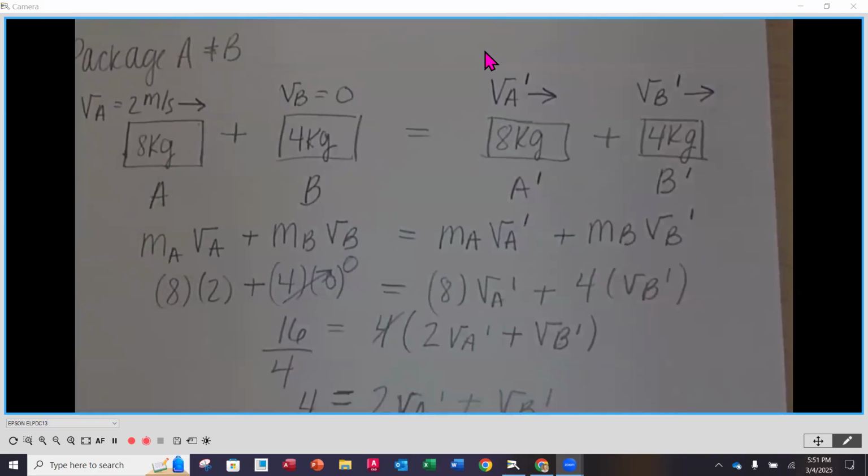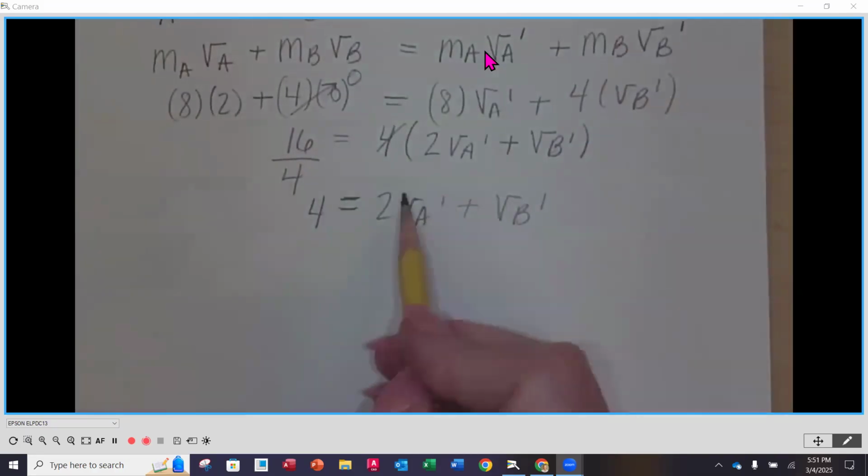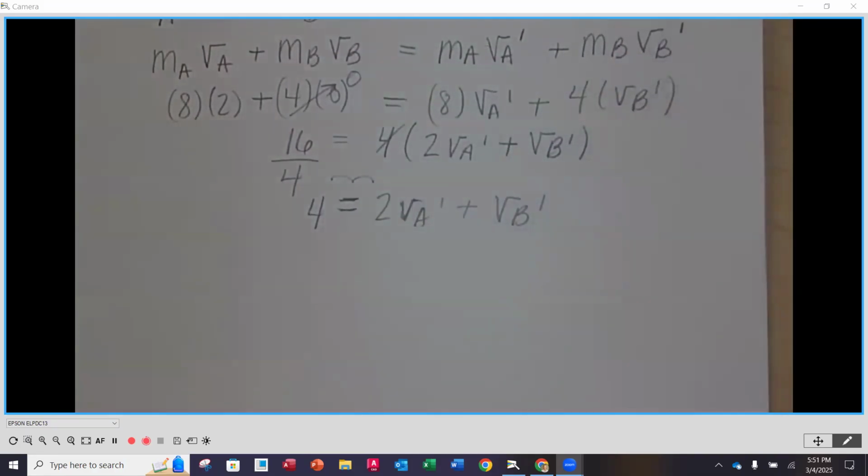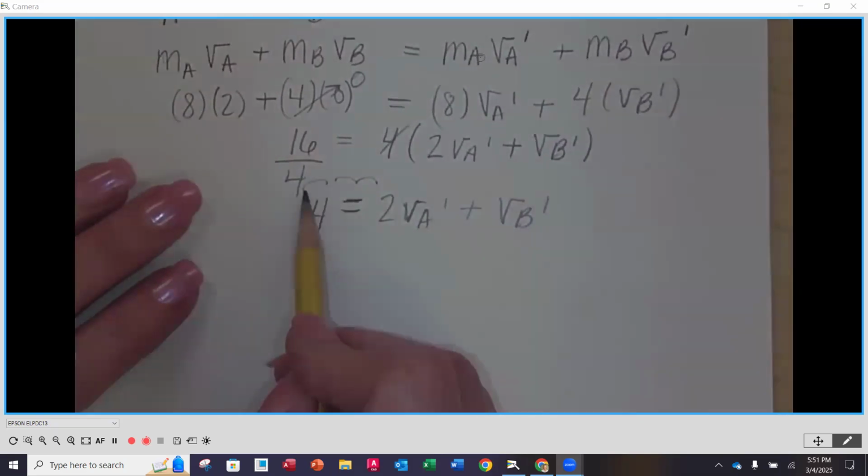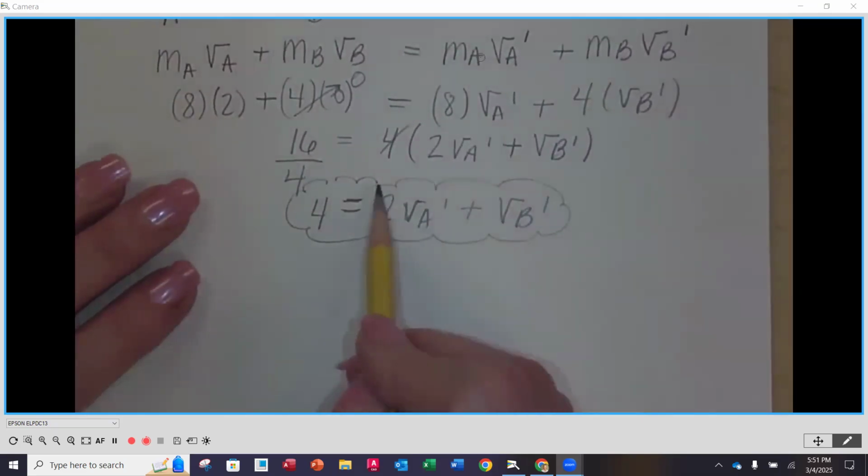Okay, so right now, this is an equation that we have here that has 2 unknowns. Okay, 2 unknowns.